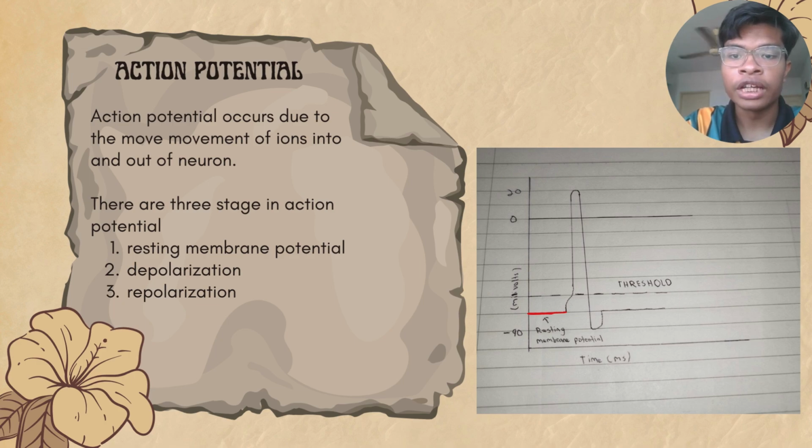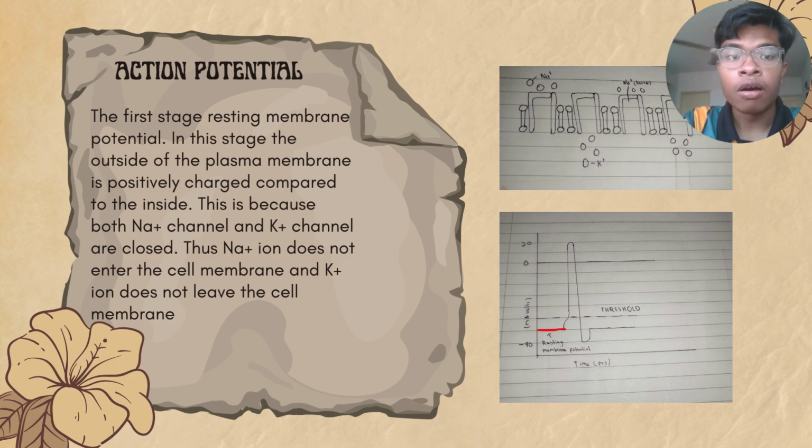Now, moving on to action potential. Action potential occurs due to the movement of ions into and out of the neuron. There are three stages in action potential, which are resting membrane potential, depolarization, and repolarization.